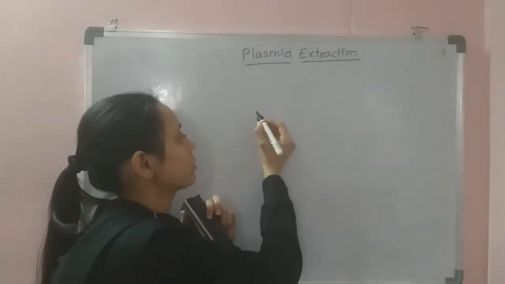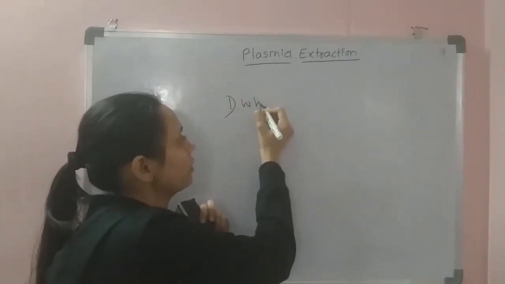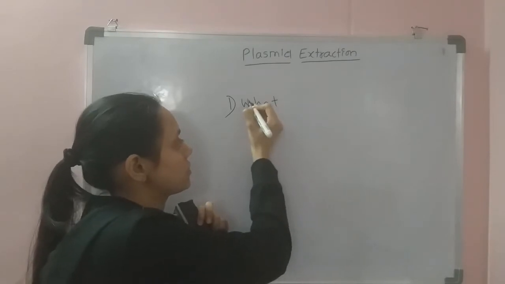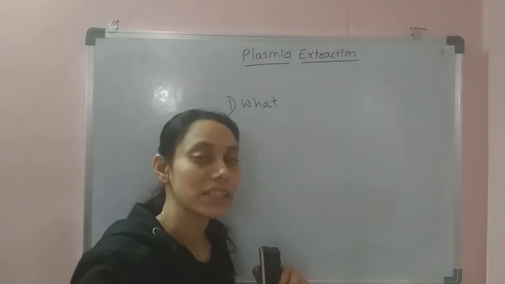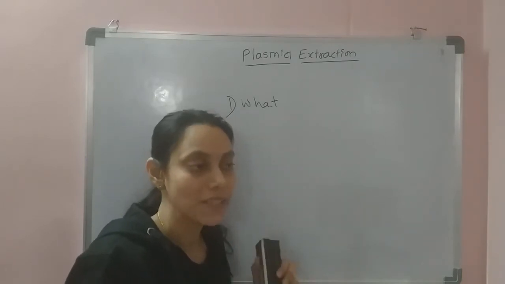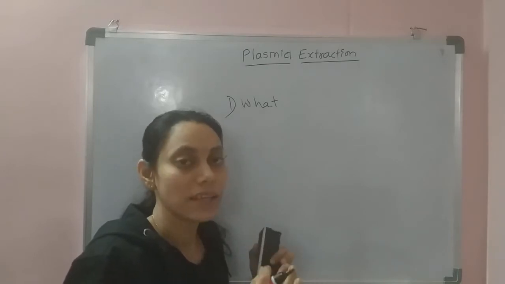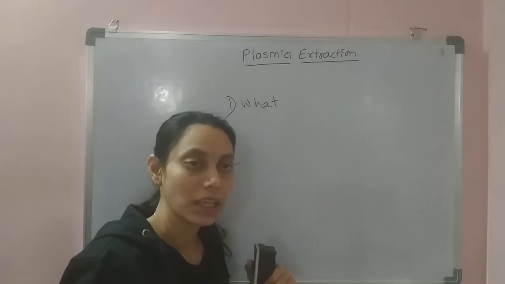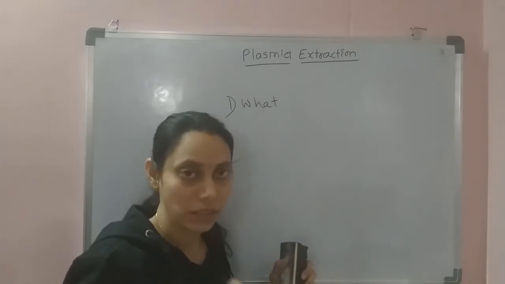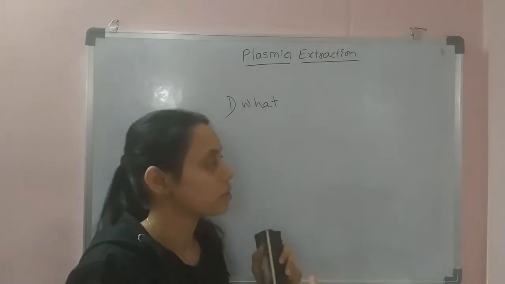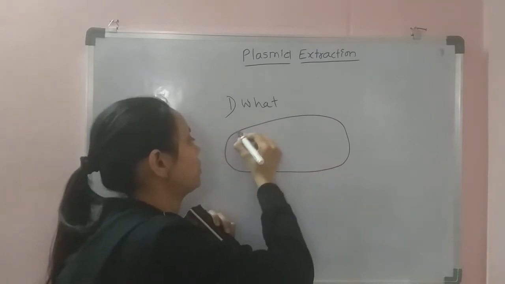So here let us first start with what exactly the plasmid is. Plasmids are basically extra chromosomal DNAs. That means these are not part of the genomic DNA. So these exist independently from the genomic DNA. So these are present external to the genomic DNA. So let us start with the bacteria.